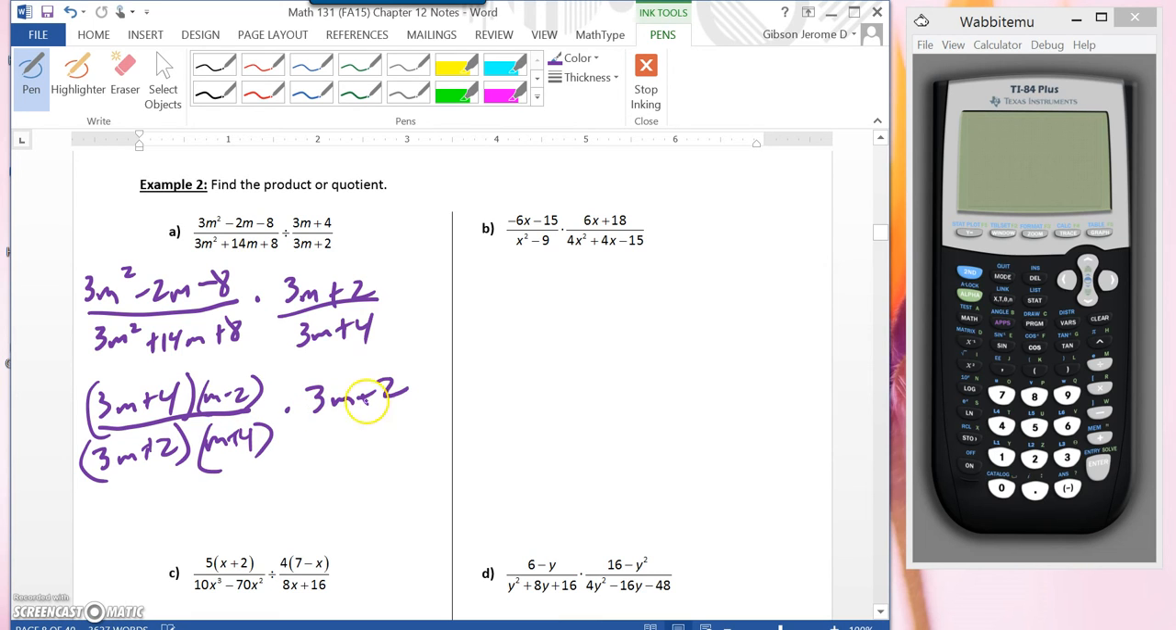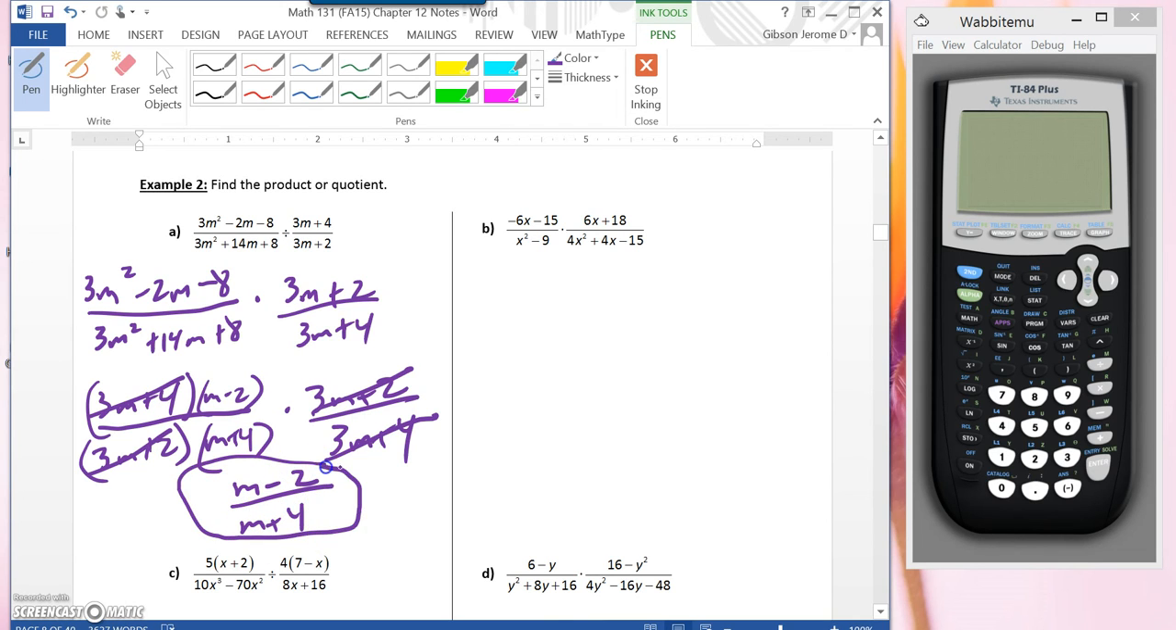Times 3m plus 2 over 3m plus 4. Now the 3m plus 2's will simplify out and the 3m plus 4's will simplify out. So you will be left with m minus 2 and m plus 4. That will be your final answer.